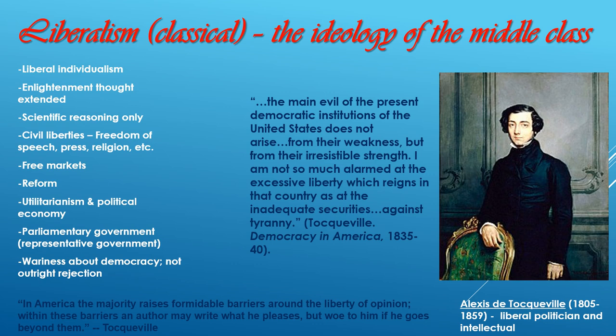He says in Democracy in America, the main evil of the present democratic institutions of the United States does not arise from their weakness, but from their irresistible strength. I am not so much alarmed at the excessive liberty which reigns in that country as at the inadequate securities against tyranny in that country. And partly what he meant was sort of tyranny of the majority and the idea of democracy or equality of outcome, which means sort of policies that force everybody to be equal in the amount of money they have or property or something even moving close to it.